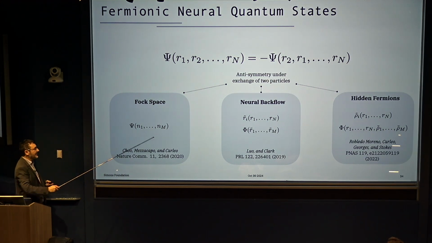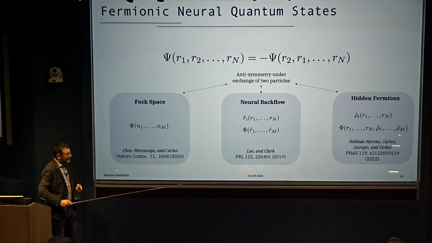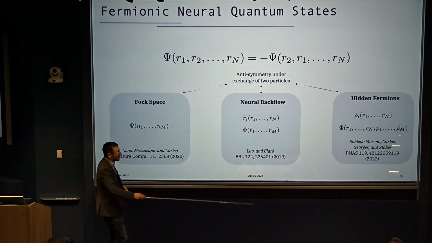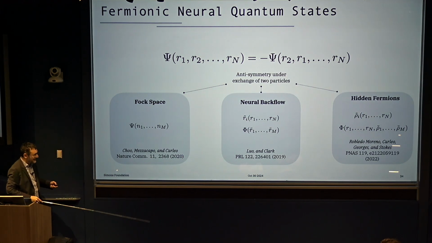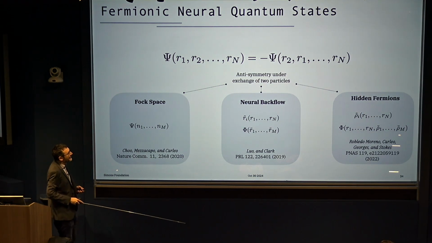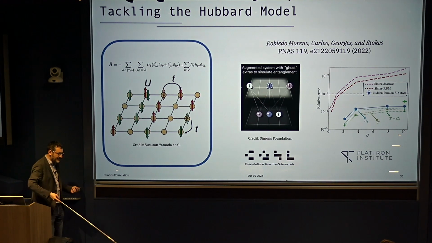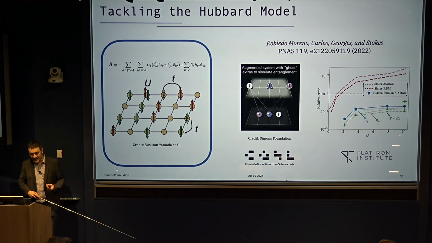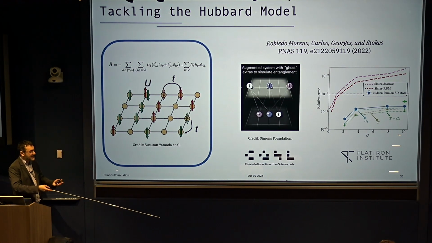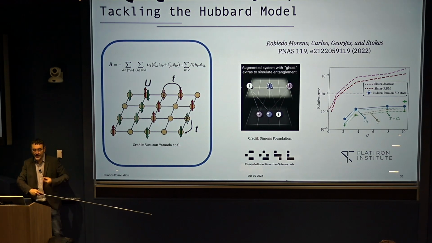There are several different ways to enforce this constraint. I will not go through all of them, but also in honor of our chairman, I will instead focus on the so-called hidden fermions approach that we developed here at Flatiron. This is also in nice connection with what I was describing before for the restricted Boltzmann machine, in the sense that it is a way to generalize these restricted Boltzmann machines to the case of fermions, to the case of electrons.